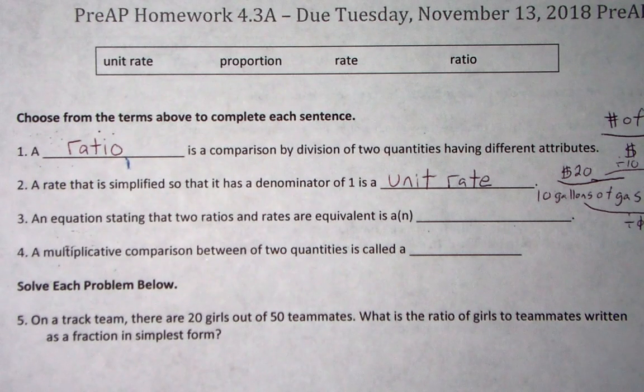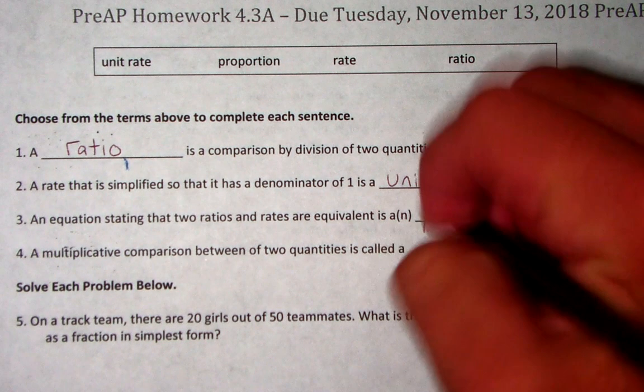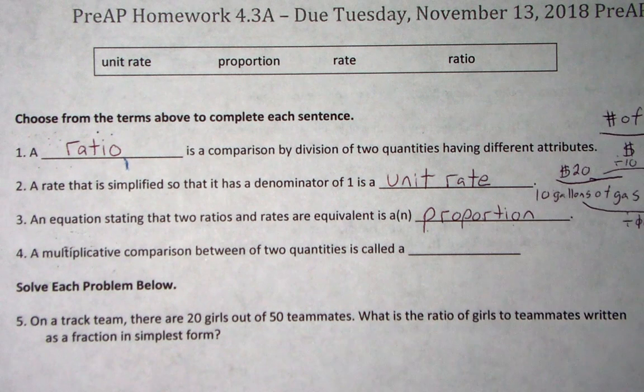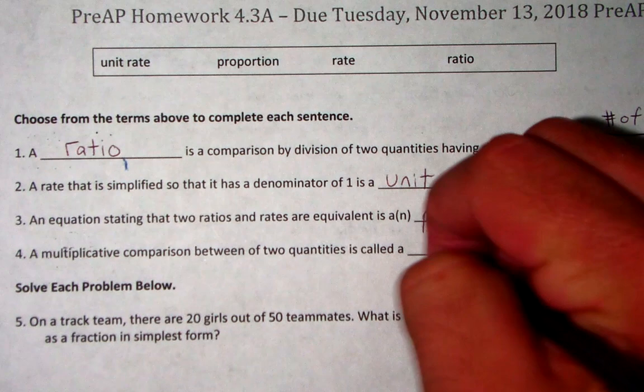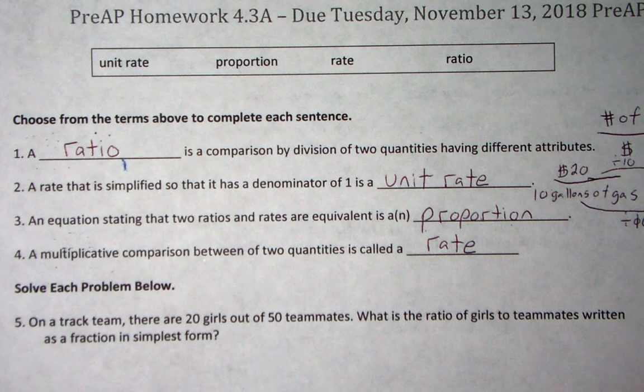Number 3, an equation stating that two ratios and rates are equivalent is a proportion. And number 4, a multiplicative comparison between, let me try this again. A multiplicative comparison between two quantities is known as a rate. Alright, let's go ahead and solve each problem below.